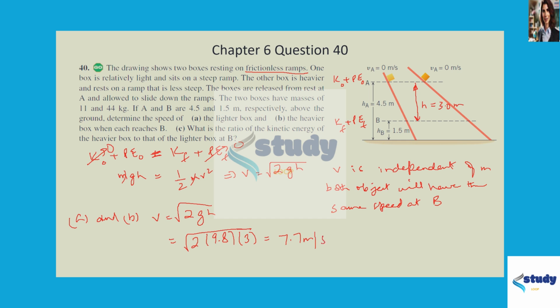Now for part C, it says what is the ratio of kinetic energy of the heavier box to that of the lighter box. So which one is the heavier box? That's B. So Kb over Ka would be equal to Mb over Ma, because they both have the same speed. So Mb is 44 kilograms, Ma is 11 kilograms, so that ratio comes out to be equal to 4. So that's how you solve this question.